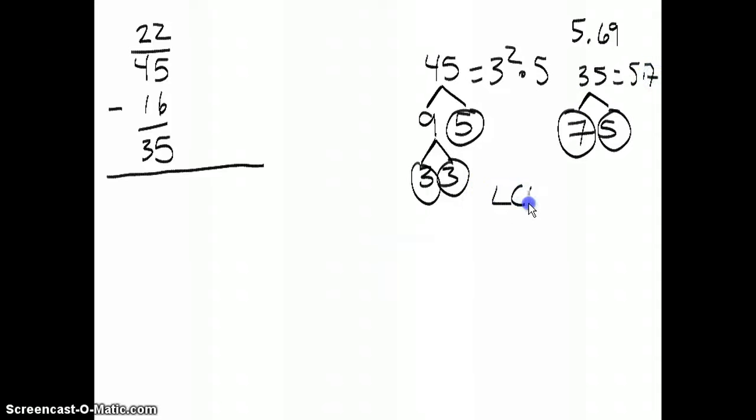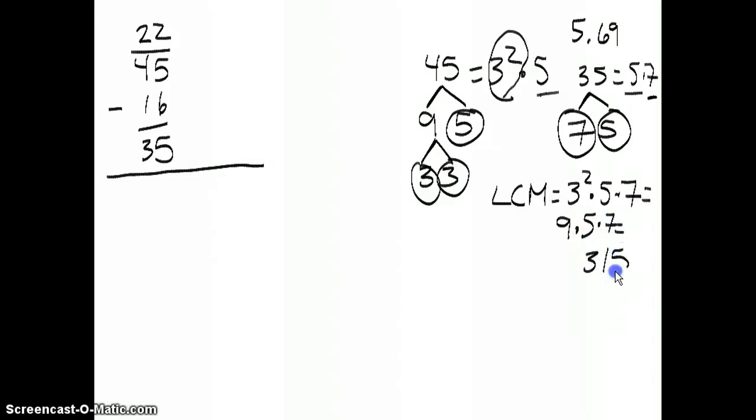So our least common multiple is going to be 3 squared times 5 times 7. We only include 3 squared because that's the total number of 3's that we have in any one prime factorization. We include 1 5 because 45 has 1 5 and 35 has 1 5. So the largest amount of 5's that any single factorization has is 1 5, and we only have a total of 1 7, so we include 1 7 in our least common multiple. When we multiply those all together, 3 squared is 9 times 5 times 7, we get 315.